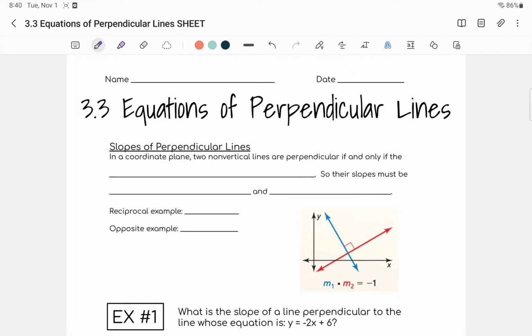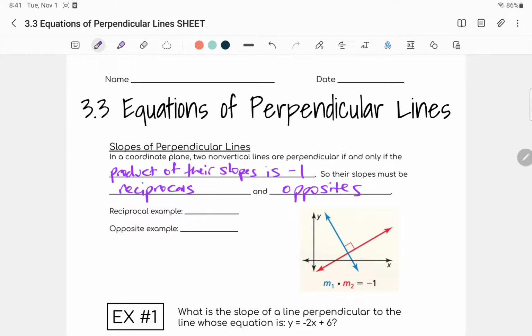In a coordinate plane, two non-vertical lines are perpendicular if and only if the product of their slopes is -1. So what does that mean? That means their slopes must be reciprocals and opposites.